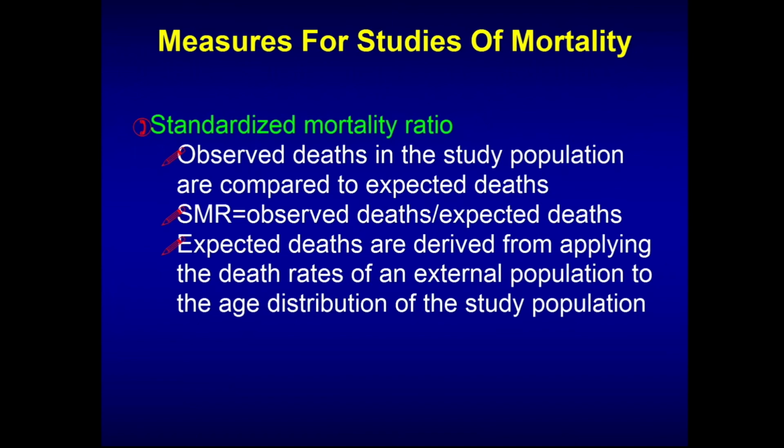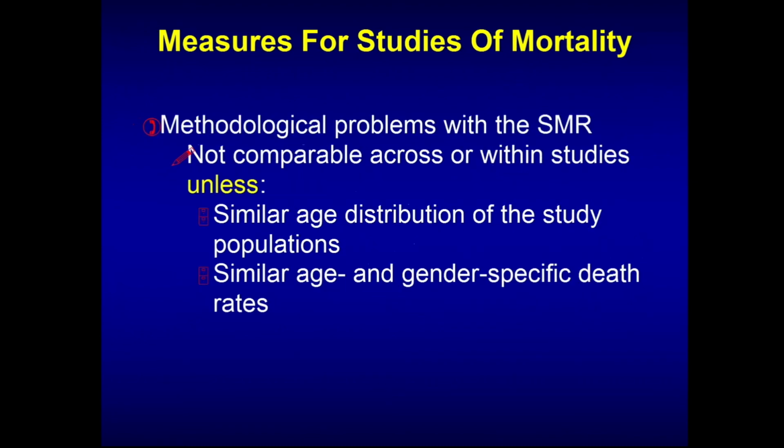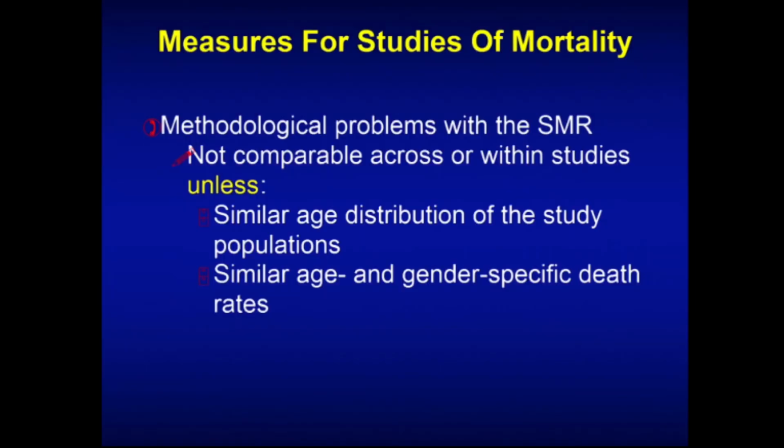On the other hand, in people with symptomatic epilepsy, the risk is considerably higher, and that risk is determined by the underlying cause, like stroke or brain trauma and so on. But these are the methodologic problems. They're not comparable across or even within studies unless the distributions of the populations are similar and there are similar age and gender death rates.